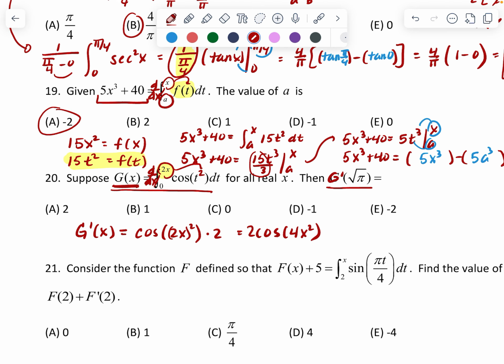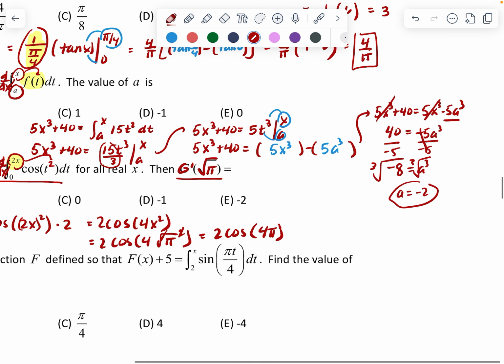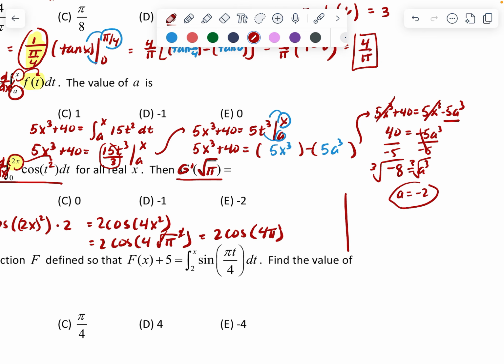Okay, but not quite done yet. They want me to replace the x with the square root of pi. So let's go ahead and do that. So this would be 2 cosine of 4 square root of pi squared, which gives me 2 cosine of, the square and square root cancel, 4 pi. And you guys, where's 4 pi? Let's check it out. It's been a while since we've done this.